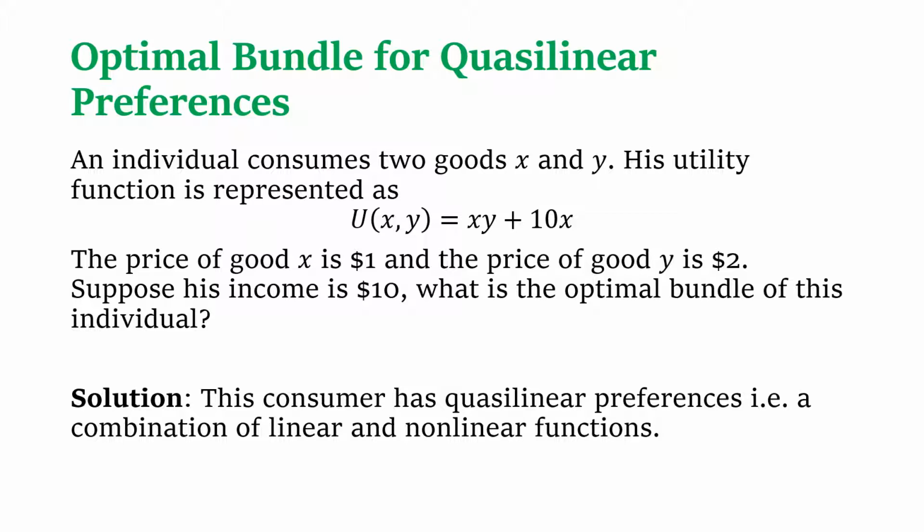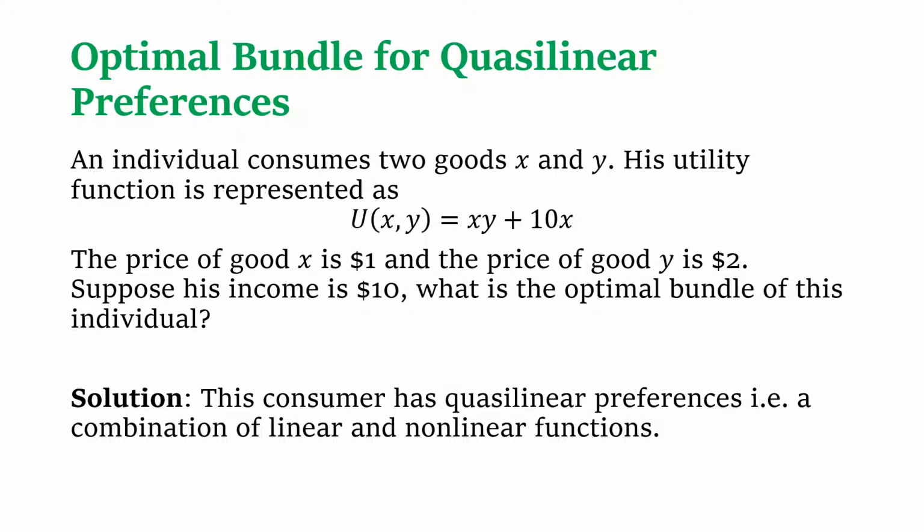So the price of good X is $1, the price of good Y is $2, and suppose its income is $10. What is the optimal bundle of these goods? So how do we do this one? The first thing we have to do here is we can either use the Lagrangian function to do this, which is a little bit sophisticated, or we can use the easy method. We just find the marginal utility of each of the goods and then divide them by each other, so to obtain the marginal rate of substitution.